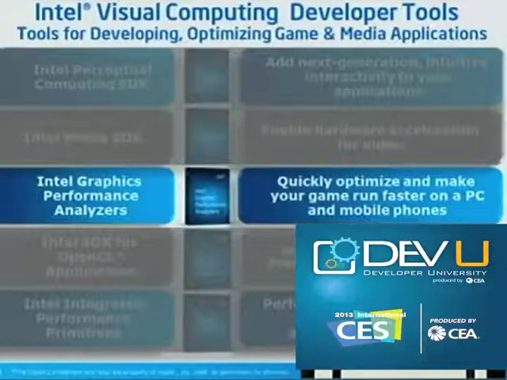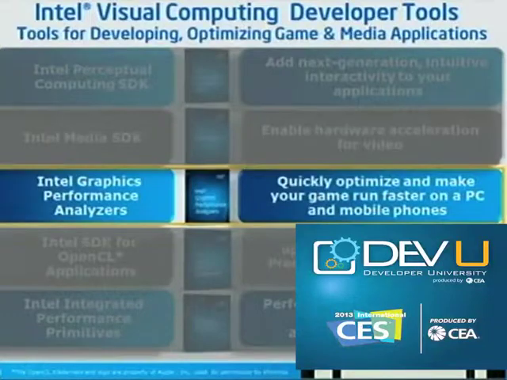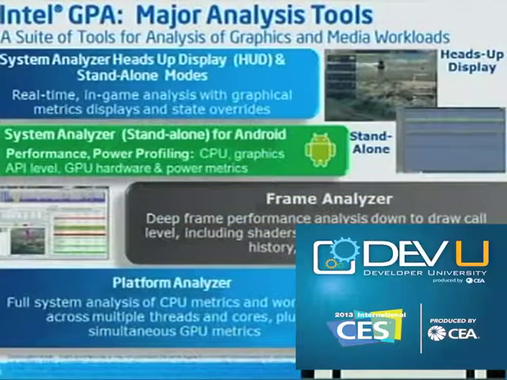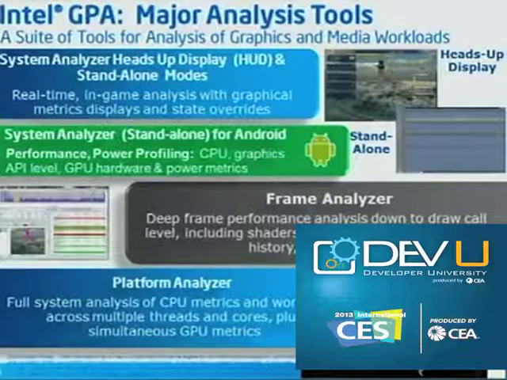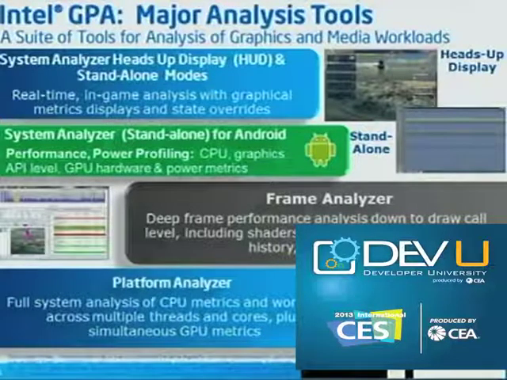All right, GPA, I'm going to cover in a little more detail because we don't have anybody here to cover this tool in particular. So what this is really is Intel's Graphics Performance Analyzers. It's a collection of tools that allows game developers to get the maximum performance and media performance even on their platforms. The first thing is something called the System Analyzer, which consists of a heads-up display.